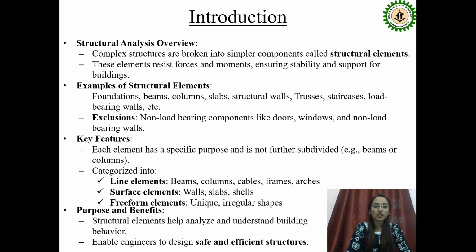Mainly, they can be categorized into line elements, that is beams, columns, slabs, cables. These types of elements are in line form, and that is why they are called line elements. The elements that are of a surface type are called surface elements, like walls, slabs, shells, etc. Freeform elements is another one. It is nothing but the unique or irregular shapes that are considered as structural elements, known as freeform elements.